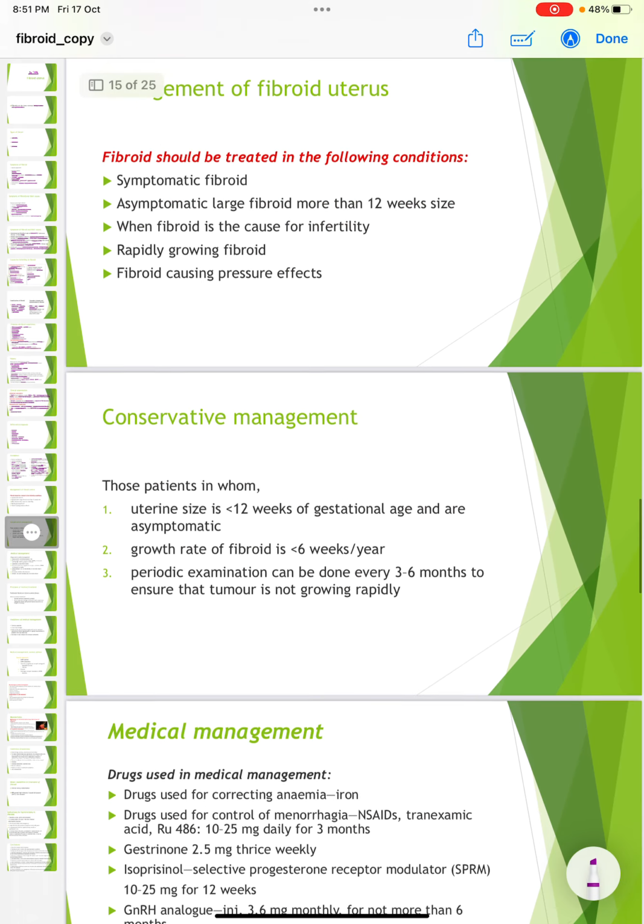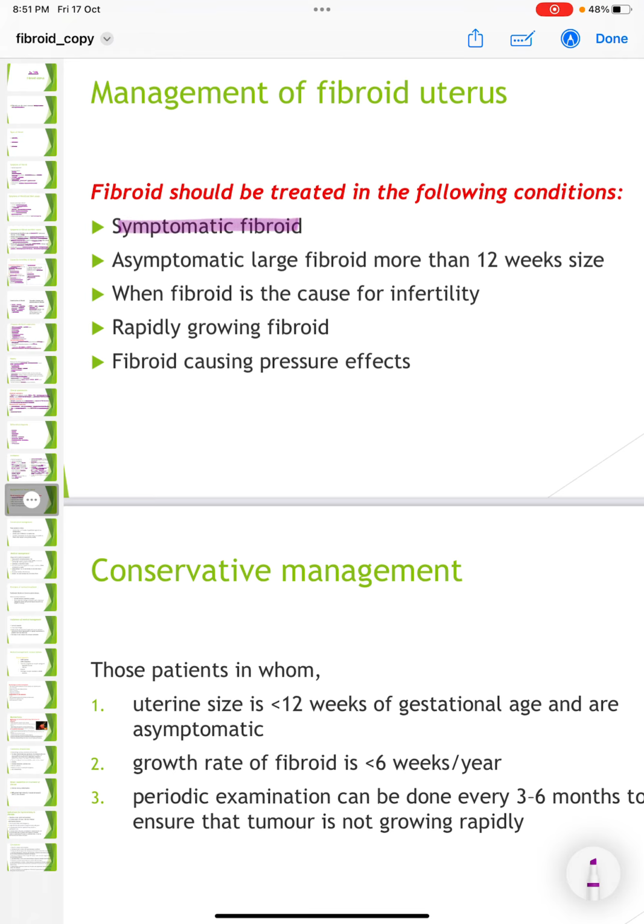So fibroid uterus management. Fibroid should be treated if it is symptomatic fibroid or if it is asymptomatic, if it is more than 12 weeks size, or fibroid is the sole cause for infertility, rapidly growing fibroid, and fibroid with pressure effects like hydronephrosis.